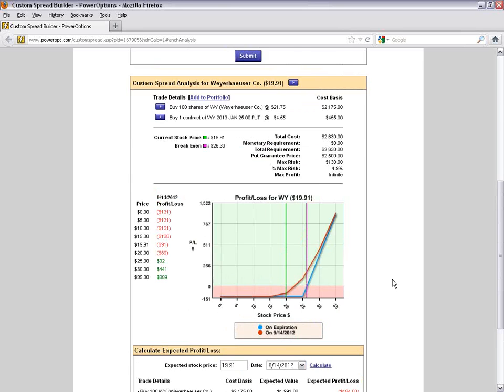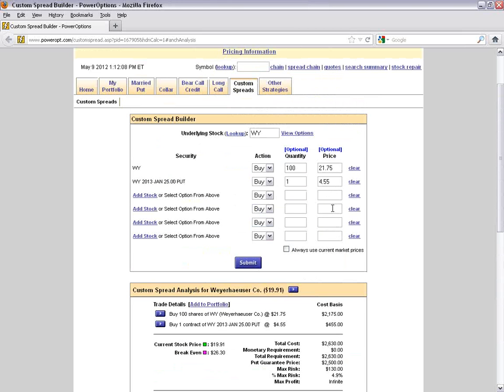But if I scroll up to the top, I now have 4 other fields. Here's my position, my long stock and my long put option, and I have 4 other fields I can use to simulate an adjustment. Okay, so let's simulate selling to close the 25 put, buying to open the January 22 put, and then selling a June 22 call.